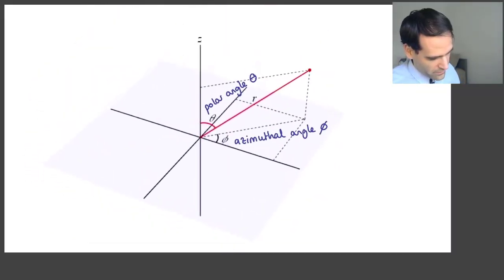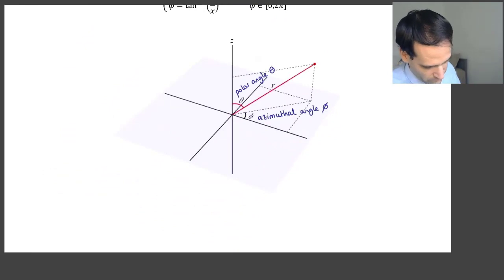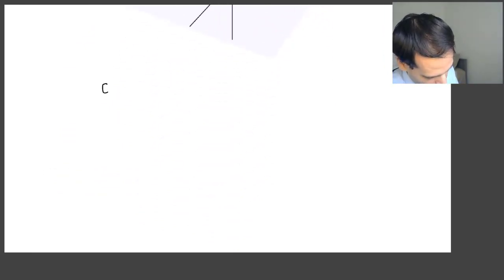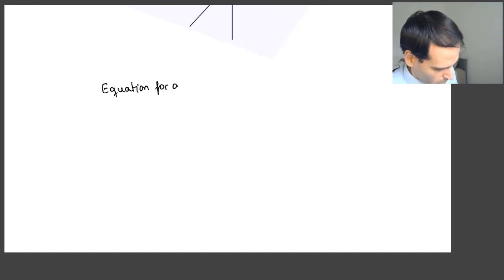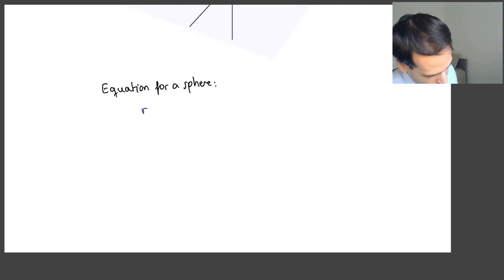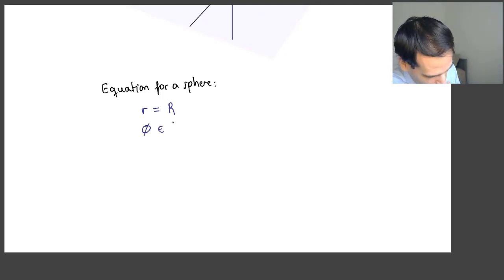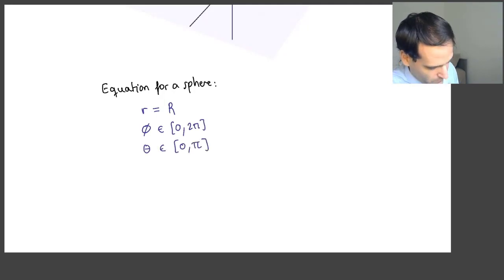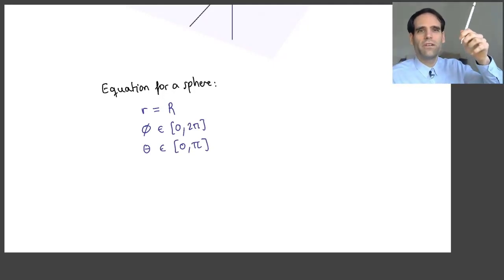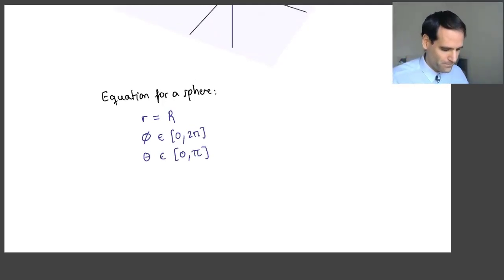So let me add here on the whiteboard the equation for a sphere in spherical coordinates. That would simply be little r equals capital R, the radius of the sphere. And then the angles are phi going between 0 and 2 pi, and theta going between 0 and pi. If you thought about it, you realize that you can only increase theta up to pi.